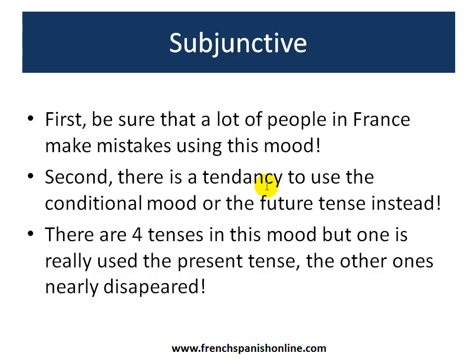Second, there is a tendency to use the conditional mood or the future tense instead, and we are going to see when it's possible. There were four tenses in this mood, but only one is really used, the present tense, so the other ones nearly disappeared, and that's why we are going to see in this lesson the present tense of the subjunctive mood. But first, to understand it better, we are going to see it in English.